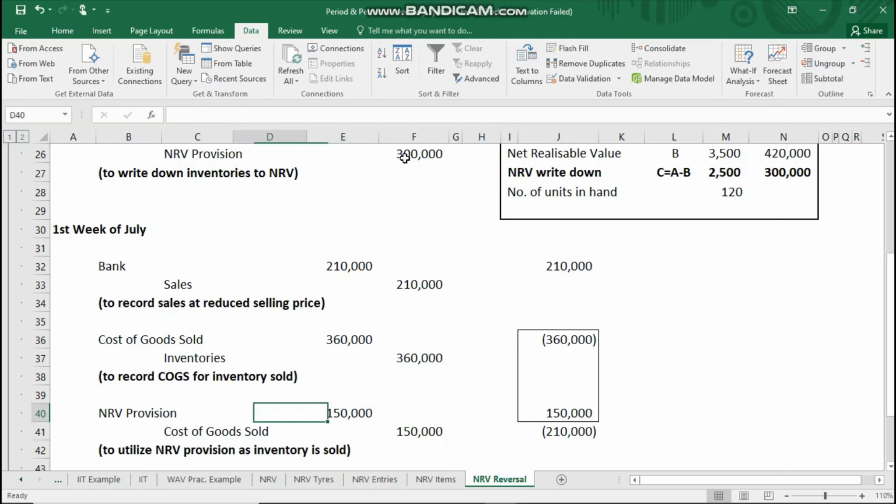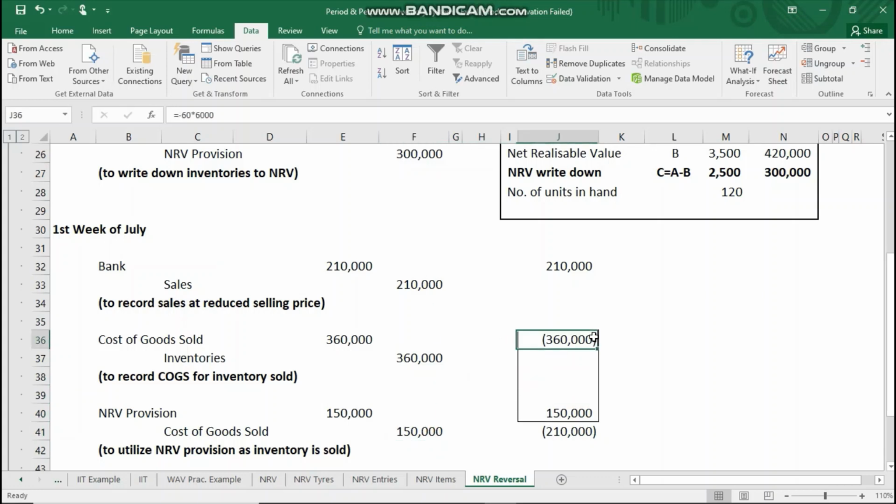So I will make an entry with NRV provision debit and cost of goods sold credit. And the impact of that entry, if you see, is that in the first entry I am debiting cost of goods sold by 360,000, and then in the second entry I am crediting the cost of goods sold with an amount of 150,000.